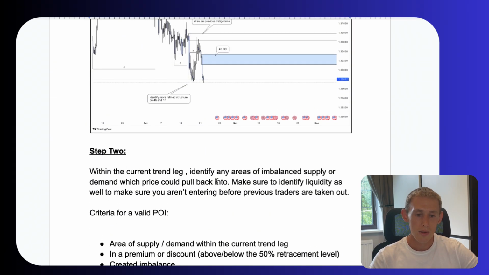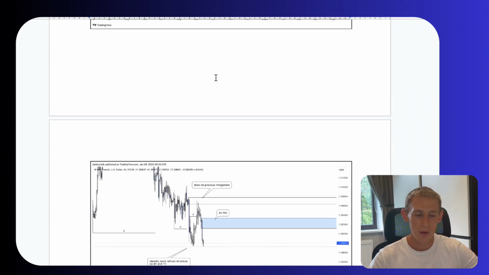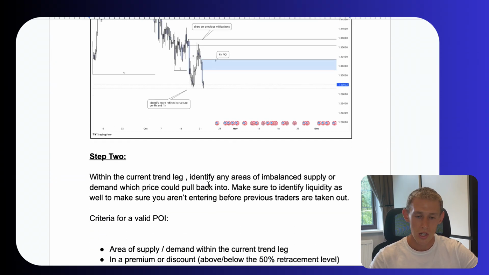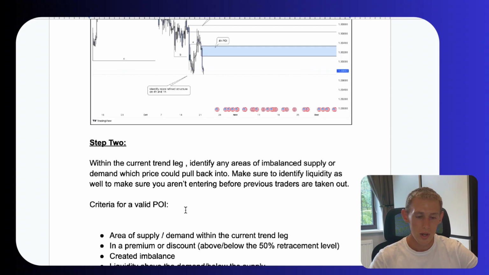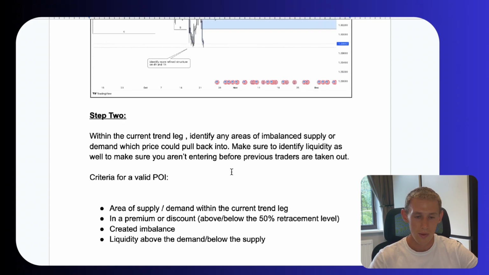Now in step 2, this is where we're actually going to be identifying areas where we're looking to buy or sell from, and this is going to lead on from step 1 because we need to know the higher time frame narrative and direction in order to do this. So essentially, if price is in an uptrend, I'm only looking to buy. If price is in a downtrend, I'm only looking to sell in line with this overall higher time frame direction, right?